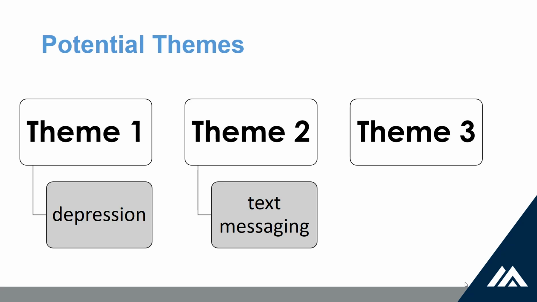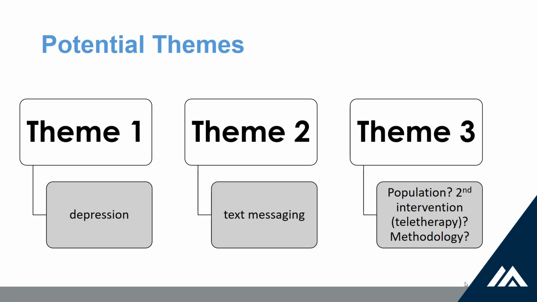Now our third theme could be optional. We could just start a search with depression and text messaging, or we could add in a third theme here, and it could be a certain population. So do you want to look at this in a certain age group? Maybe you want to compare it to a second intervention. So our scenario talked about teletherapy, so that's your traditional intervention, and maybe you want to compare it. Or maybe you also want to look at methodology of the article. Maybe you're looking for a meta-analysis first, or you want to look for interview studies or survey studies because that's what you want to use. So there could be any number of ways to formulate that third theme.